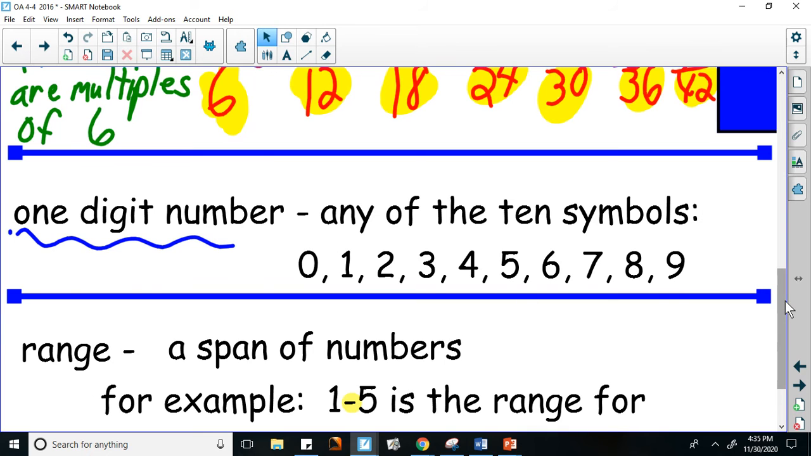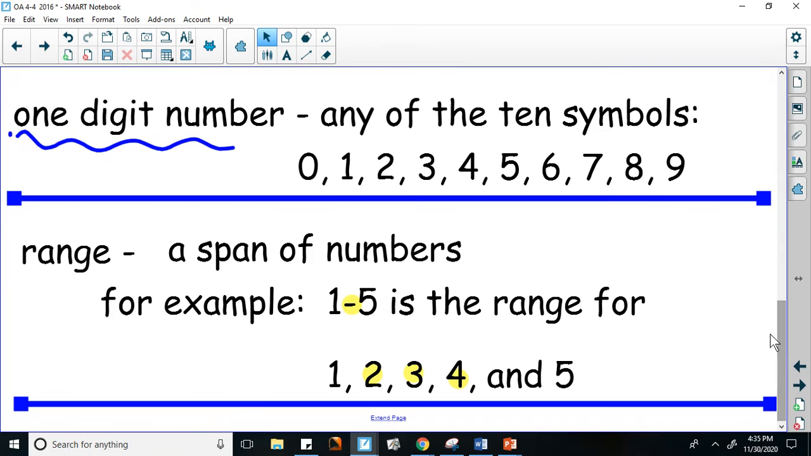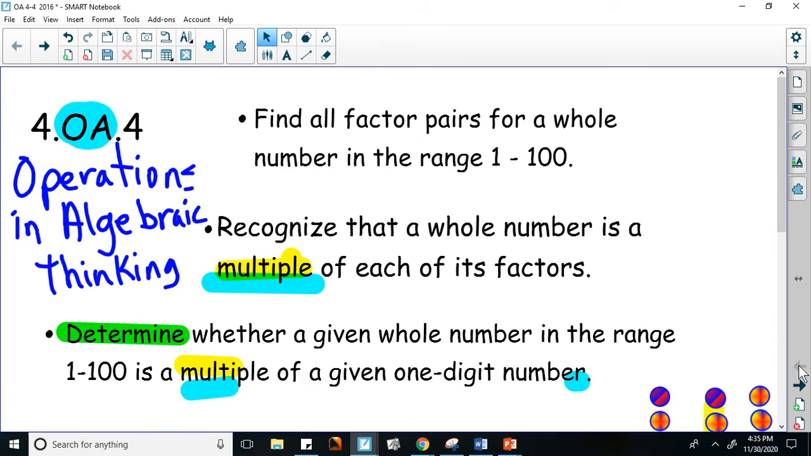The next word that you might need to know is range. A range is a span of numbers. For example, 1 through 5, which is designated by the hyphen, is the range for 1, 2, 3, 4, and 5. So that's what a range is. And in our standard, the range is from 1 to 100. So we're going to be working with the numbers of 1 to 100. Anything beyond that is not 4th grade at this point.